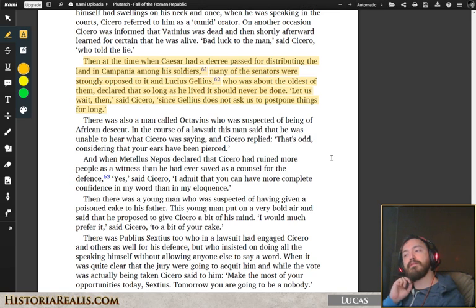Okay, sure. And when Metellus Nepos declared that Cicero had ruined more people as a witness than he had ever saved as a counsel for the defense, "Yes," said Cicero, "I admit that you can have more complete confidence in my word than in my eloquence."